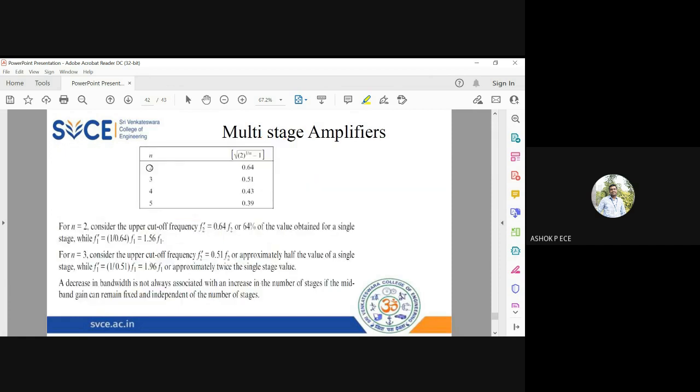When you put n equal to 2, you see it is 0.64, or I can say the bandwidth is decreasing to 64% of the first stage only. The bandwidth you are going to have is 64%. When you put n equal to 3, it is 0.51 or 51%. When you put n equal to 4, it is 0.43 or 43%. When you put n equal to 5, it is 0.39 or 39%.